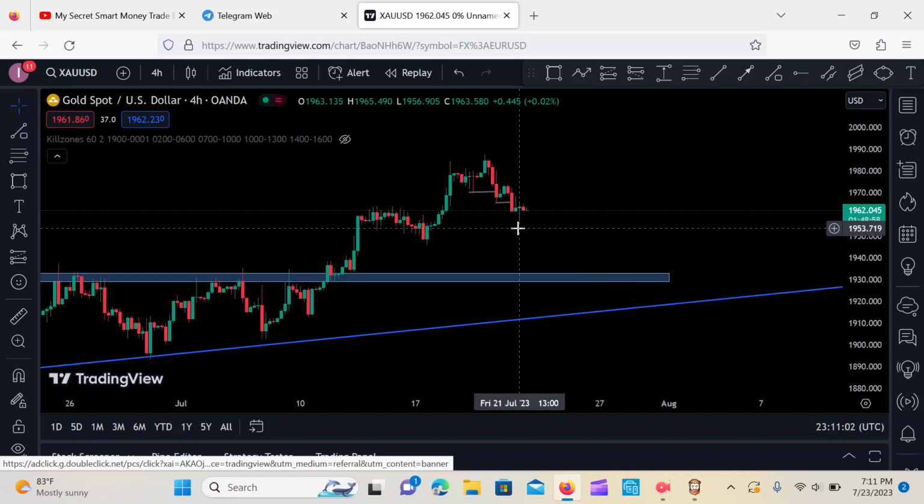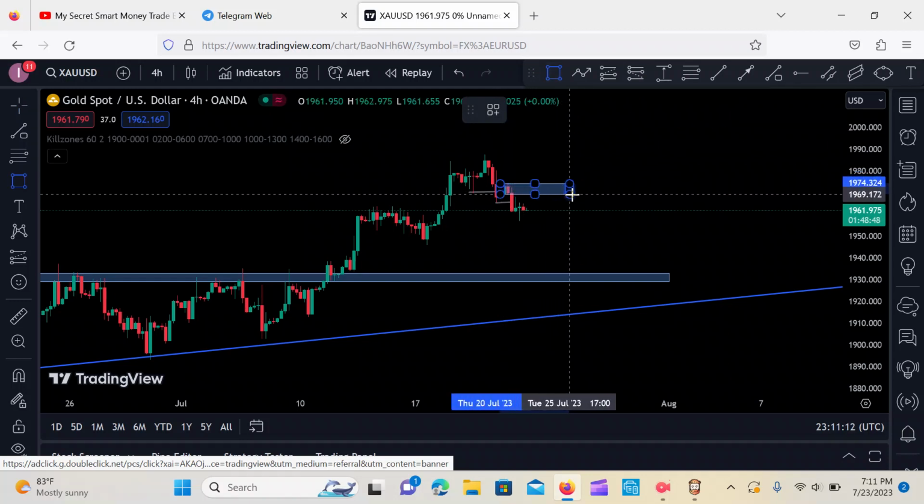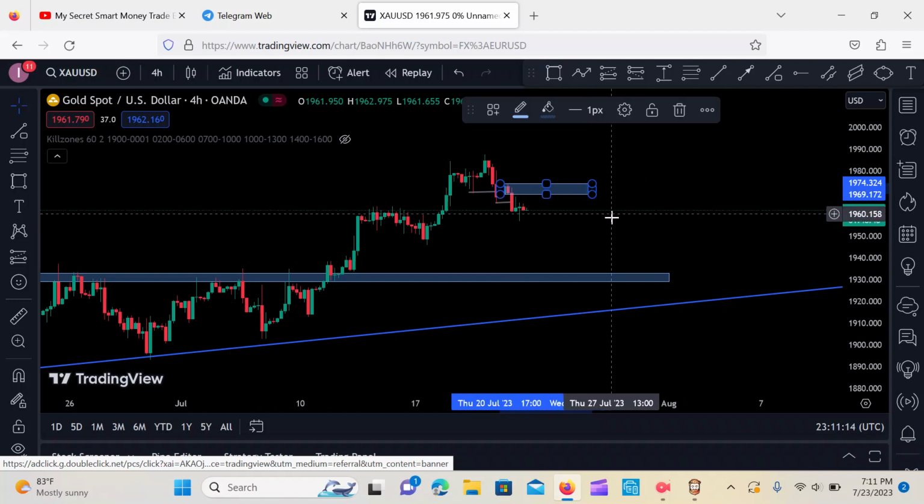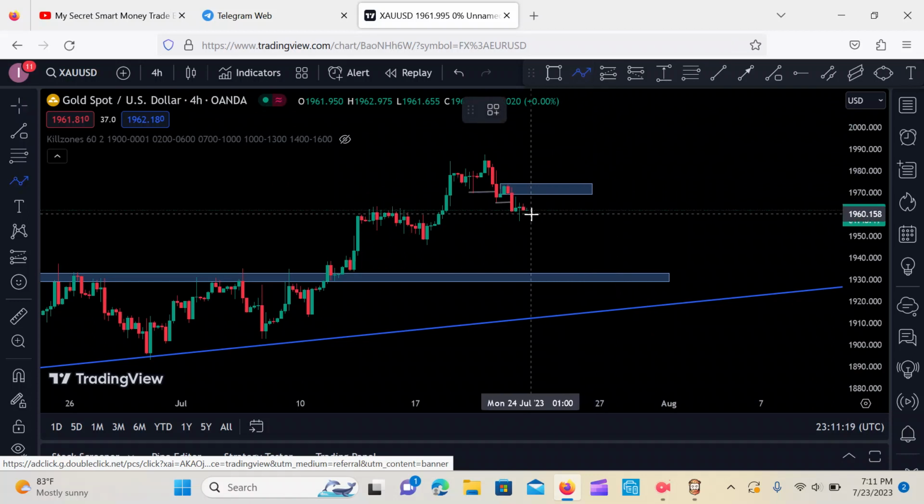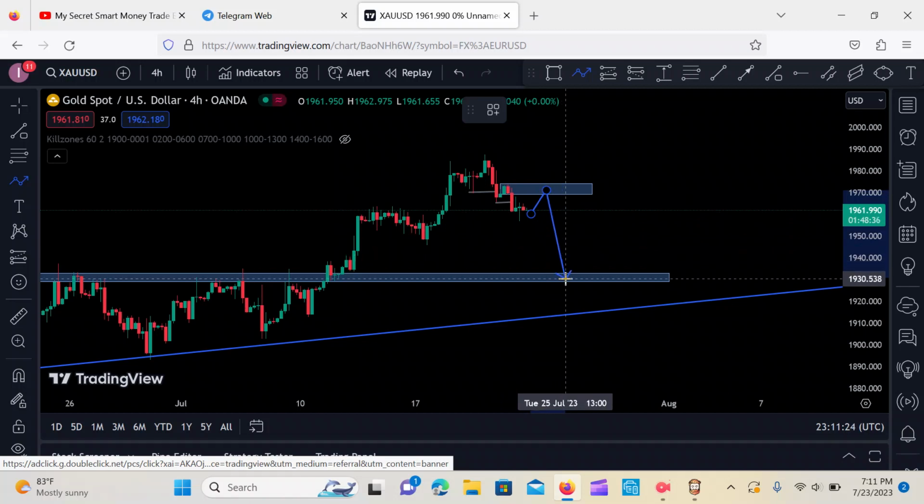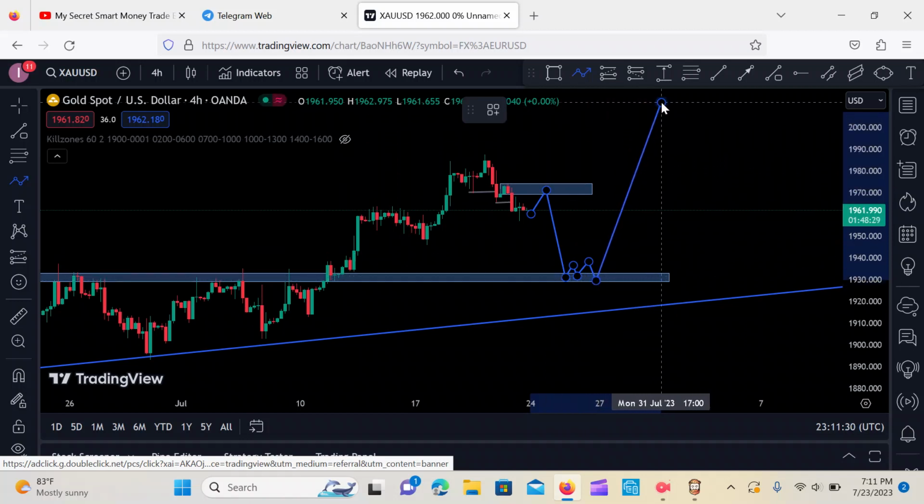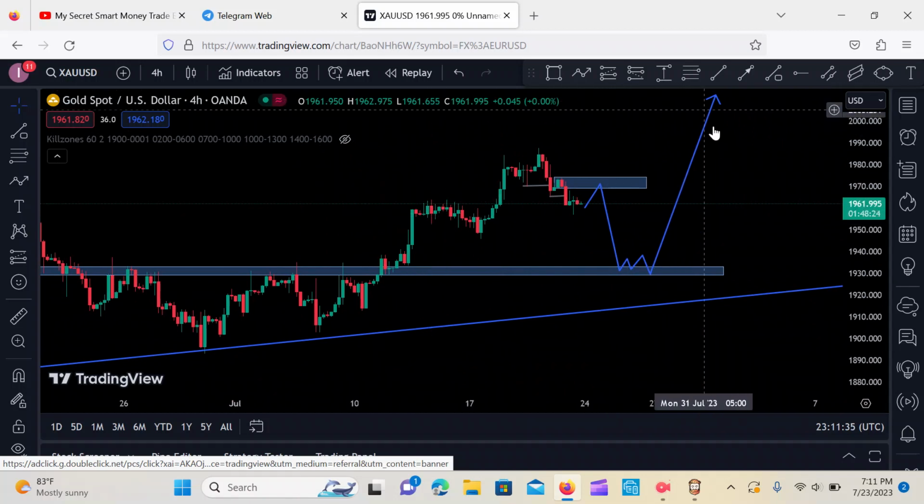So in this case, anytime we have a break of structure, there's probably a candle that generated that break of structure, which is this, which is the order block. So in case price pushes back to this order block, something like this, then I'll look for a sell to come back to this area. Then if price gives me probably maybe a double bottom, then I'll go long again. So this is what I'll be looking for on the gold.